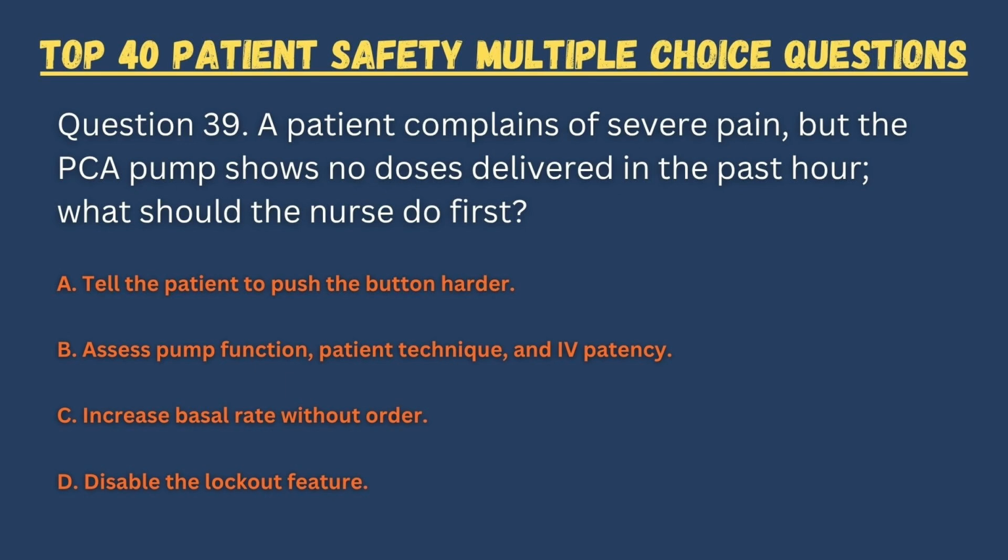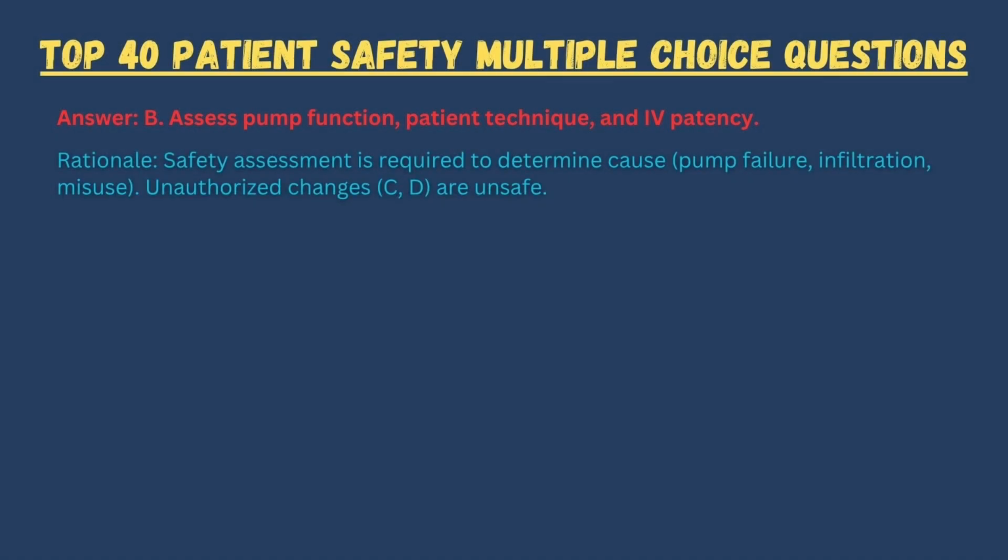Question 39. A patient complains of severe pain, but the PCA pump shows no doses delivered in the past hour. What should the nurse do first? A. Tell the patient to push the button harder. B. Assess pump function, patient technique, and IV patency. C. Increase basal rate without an order. D. Disable the lockout feature. Answer. B. Assess pump function, patient technique, and IV patency.